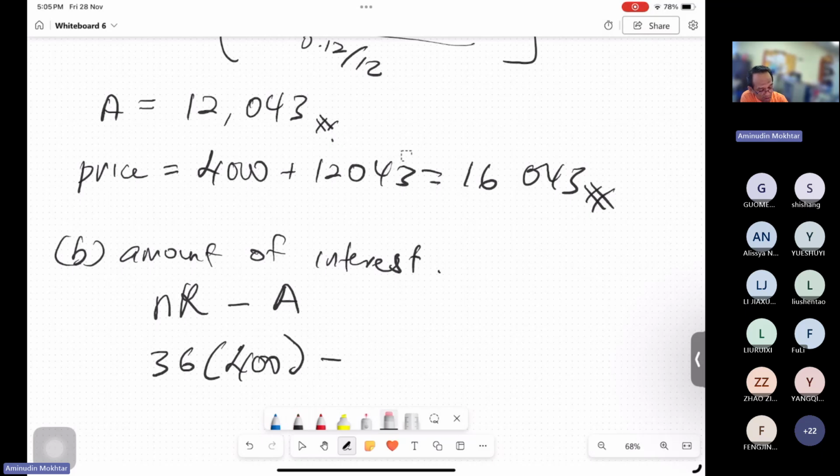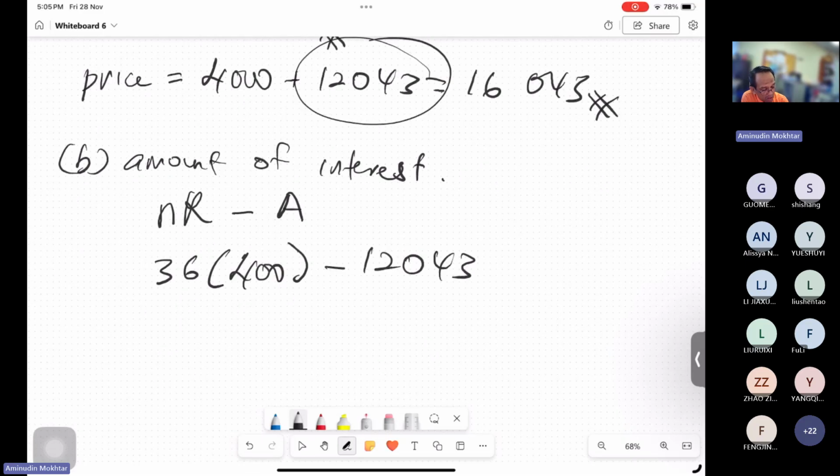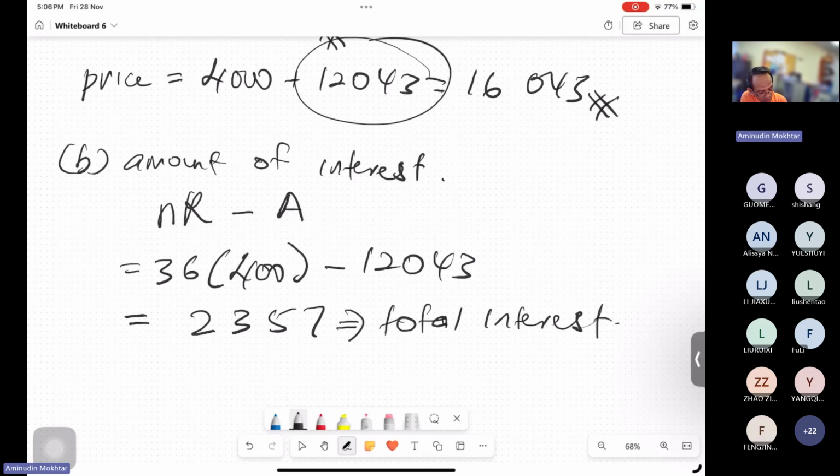The total loan is 12,043. So the total amount of interest that the bank charges on this loan is 36 times 400 minus 12,043. The answer is 2,357. That is the total interest charged by the bank, the amount of interest you need to pay in order to settle this loan. Of course, in the long run, you pay both the interest and the principal. That's how to find the answer for this case.